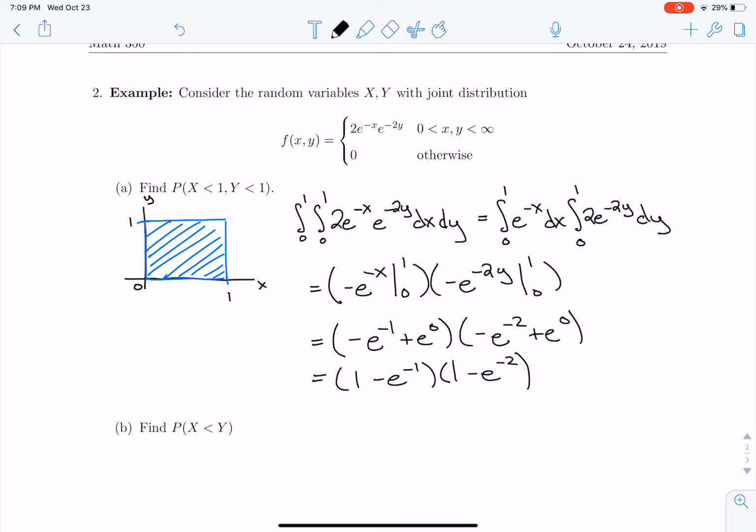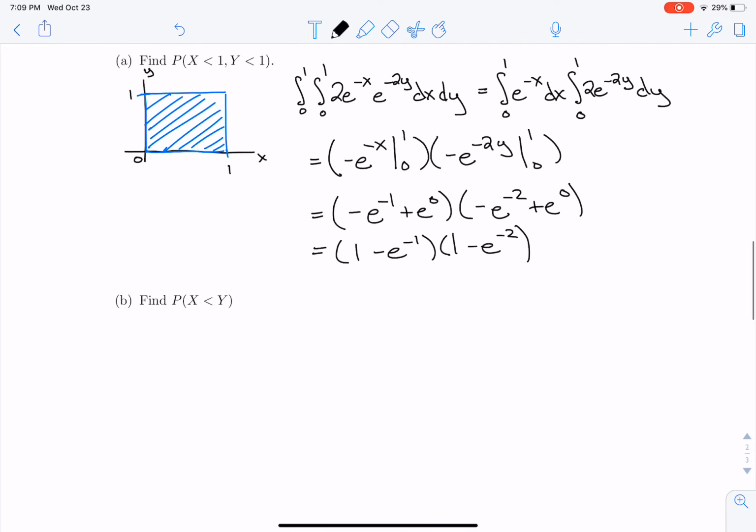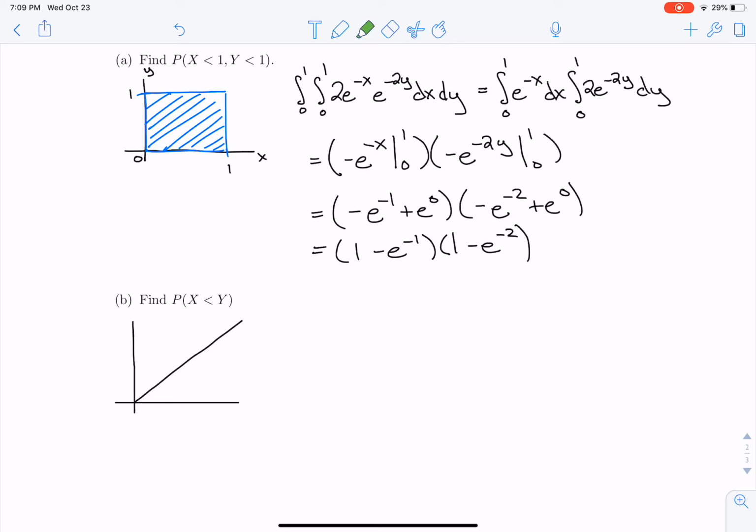We can have more interesting probabilities, though. Probabilities like the probability x is less than y. So let's try to draw that region. We're going to look at the line y equals x. And if x is less than y, then we can shade the region above the line y equals x. That's where x is less than y.